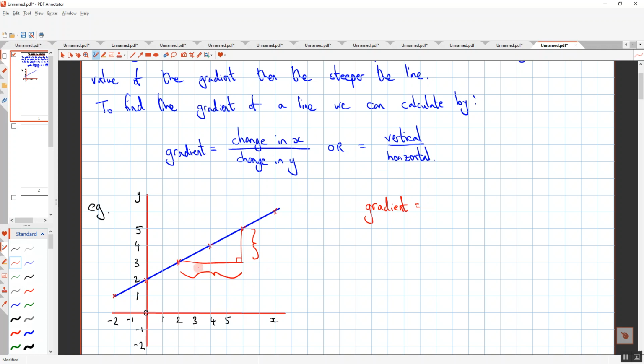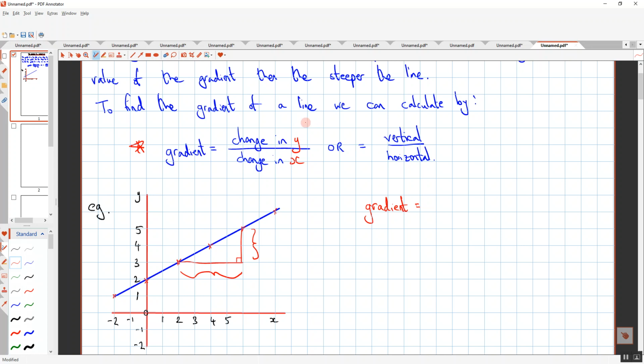So what is the change in x? Sorry, have I written that wrong? Sorry, apologize. That should be change in y over change in x. Please just make sure you change that, okay? Change in y, apologies, divided by change in x. Just make sure you change that, okay? Sorry, that's my fault. Change in y divided by change in x. Has everybody got that okay?